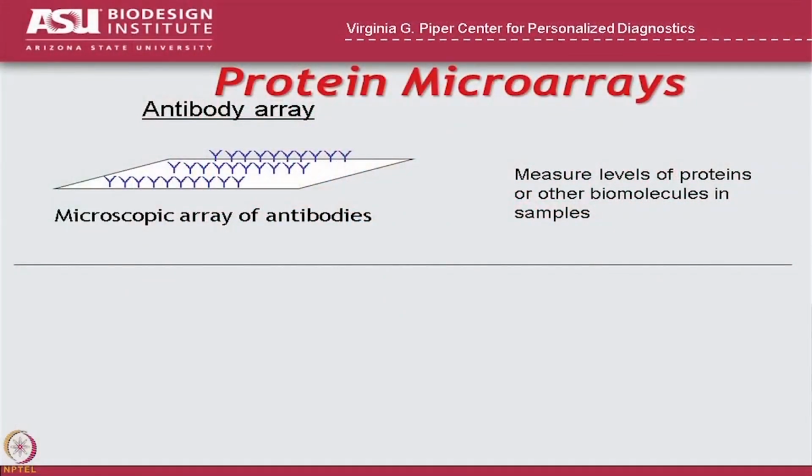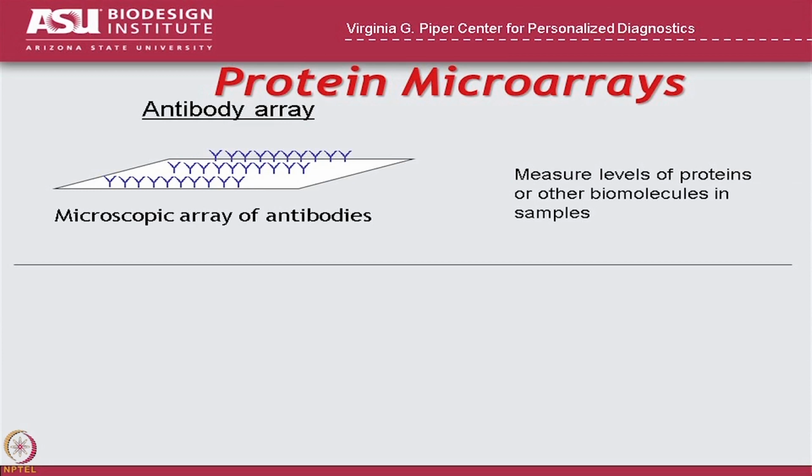Now, there are two kinds of protein arrays. The first kind, which I'm not going to spend a lot of time on, are antibody arrays, where you print an array on a microscope slide, you put down antibodies that recognize different proteins, and then you use those arrays to probe a sample to capture whatever proteins are in that sample as a way of measuring the levels of those proteins in the sample.